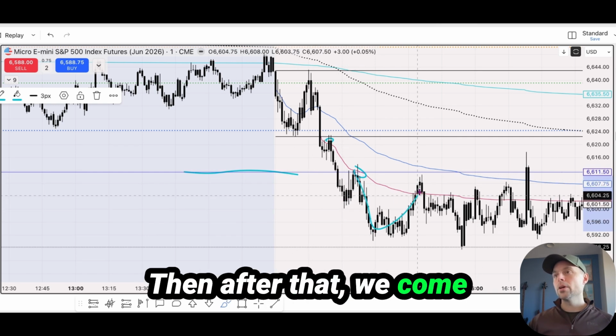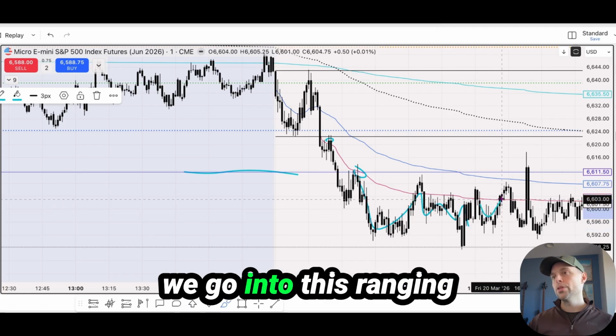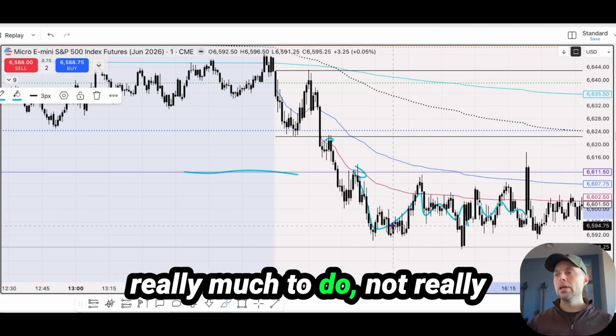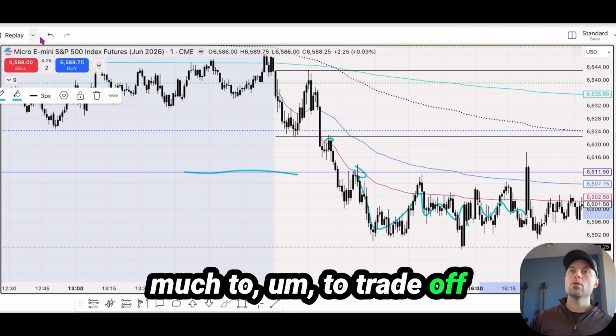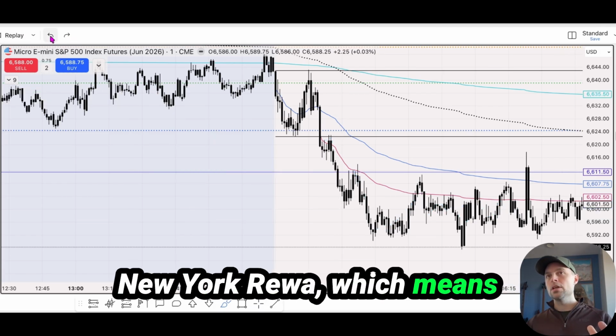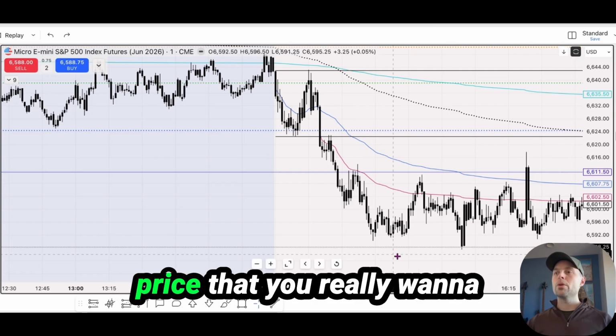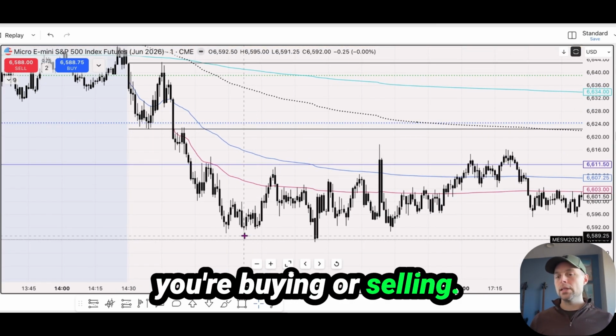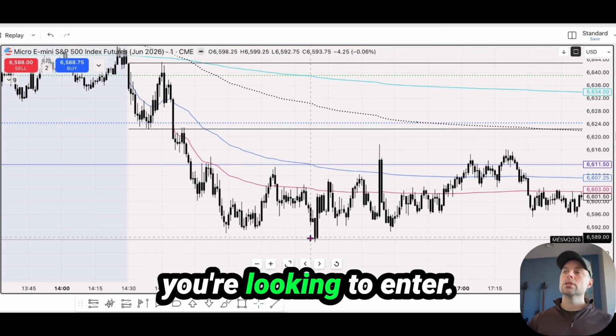Then after that, we come back further down, and we go into this ranging situation, like I mentioned before, where there's not really much to do, not really much to trade off of in terms of key levels, and you're far away from the New York VWAP, which means you're far away from that fair price that you really want to see, regardless of whether you're buying or selling. That's really the price that you're looking to enter.